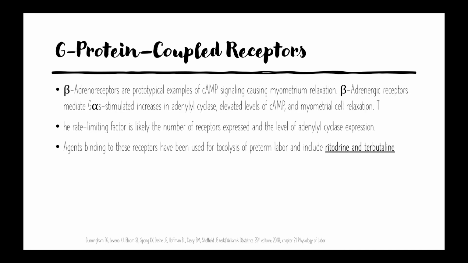The beta adrenoreceptors are prototypical examples of cAMP signaling causing myometrial relaxation, and beta adrenergic receptors mediate G alpha s stimulated increases in adenylyl cyclase, elevated levels of cAMP, and myometrial cell relaxation. The rate limiting factor is likely the number of receptors expressed at the level of adenylyl cyclase expression. Now, agents binding to these receptors have been used for tocolysis of preterm labor, such as ritodrine and terbutaline.